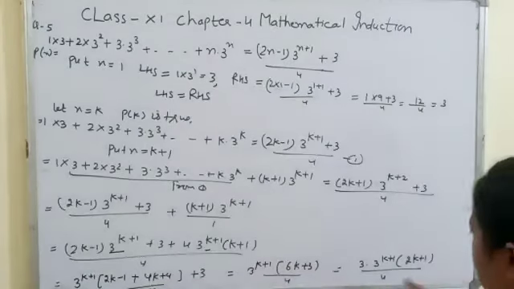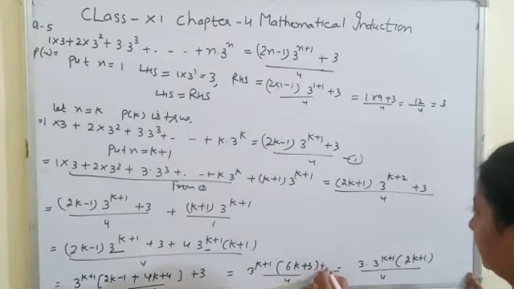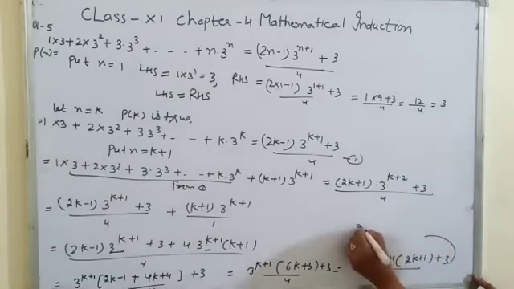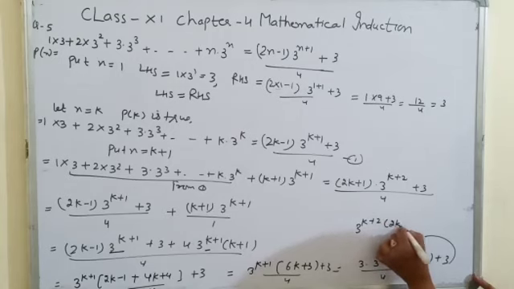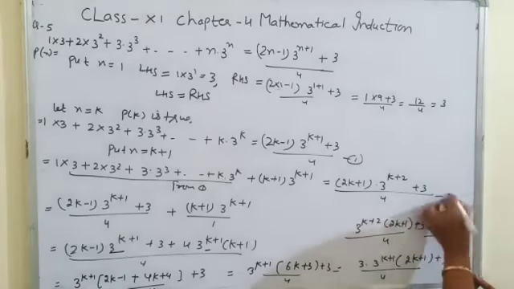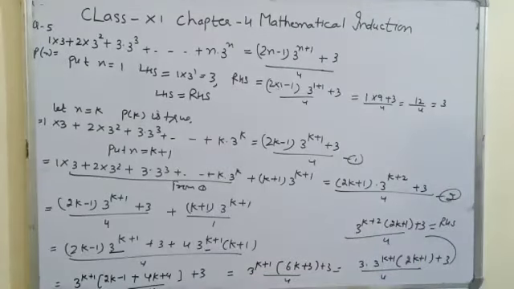Now this is the plus 3. So here you can see the bases are the same, so we can add their powers and we can write 3 power k plus 2 into 2k plus 1, plus 3 by 4. This will be equal to the right hand side of the second, which we have to prove. Now this was question number 5.